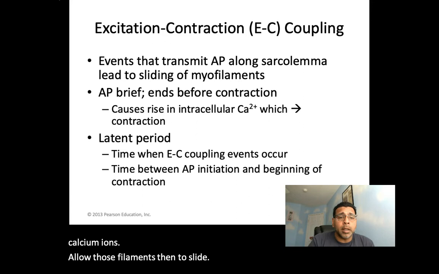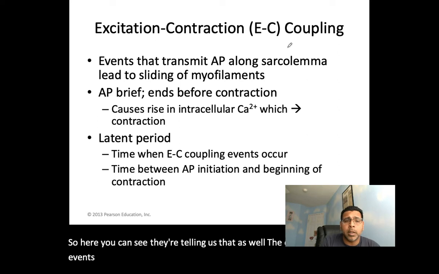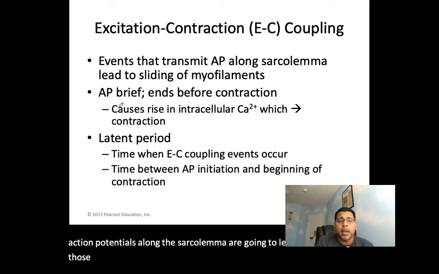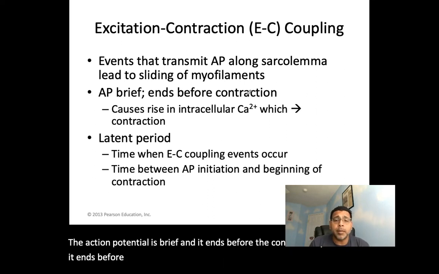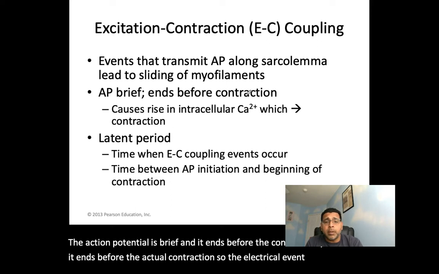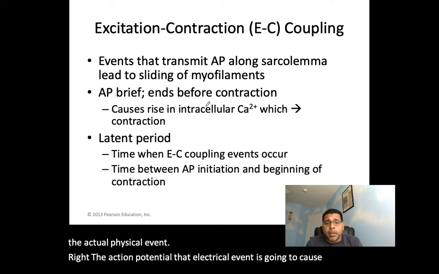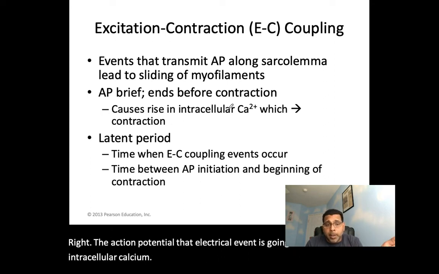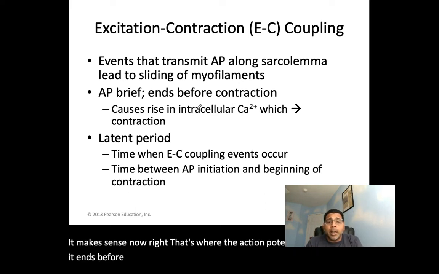So here you can see they're telling us that as well. The events that transmit action potentials along the sarcolemma are going to lead to the sliding of those myofilaments. The action potential is brief, and it ends before the contraction, you can see. It ends before the actual contraction. So the electrical event first, and then the actual physical event. Right? The action potential, that electrical event, is going to cause a rise in intracellular calcium. That makes sense now, right? That's why the action potential is first, and then it ends before the contraction, because it causes a rise in the intracellular calcium, which then is going to lead to the actual contraction occurring.